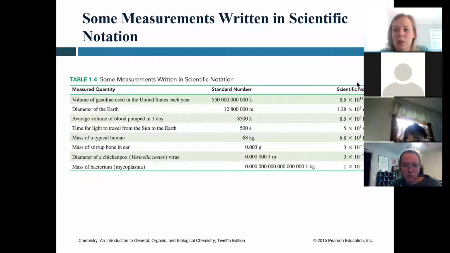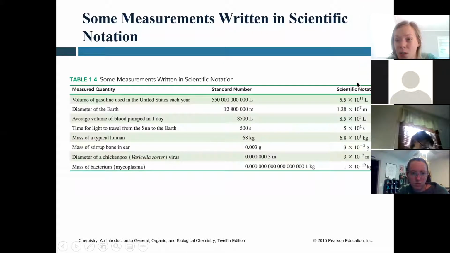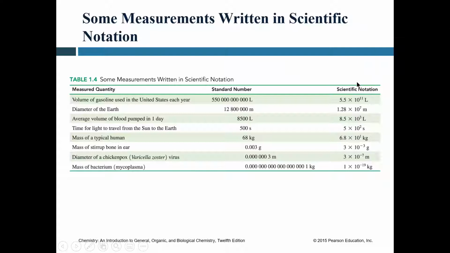So here are some numbers written in scientific notation. Volume of gasoline, oh, this is depressing. Volume of gasoline used in the United States each year, okay? So we've got 550 billion liters of gasoline used each year. That, again, can be kind of cumbersome to write. So instead, we're going to write it as 5.5 times 10 to the 11th liters. Again, we'd hop 1, 2, 3, 4, 5, 6, 7, 8, 9, 10, and 11.